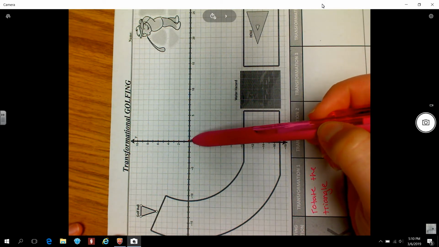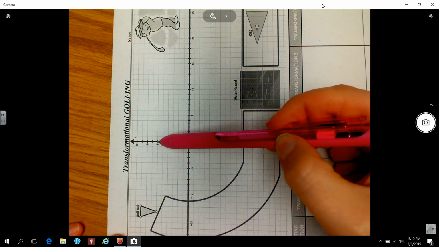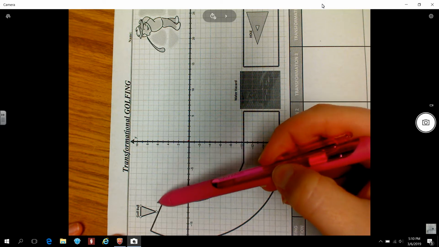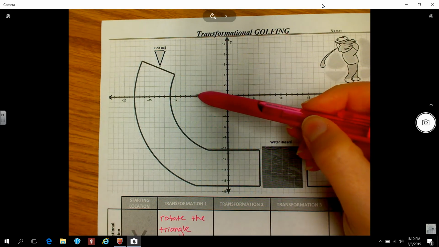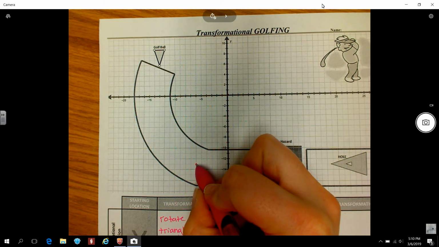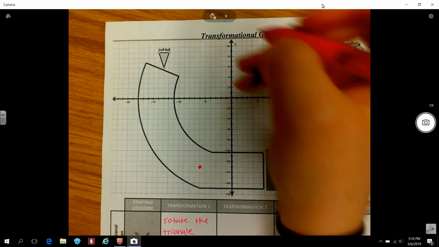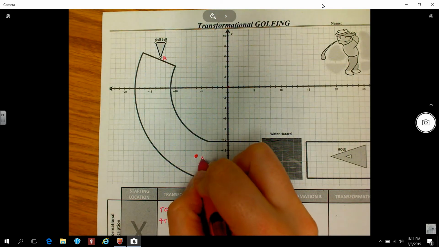So if you start here in the negative X direction, it goes 1, 2, 3, 4, 5, 6. So 6 to the left. And then it goes down. That's 13, so down 13. So you're going to flip it over, and you're going to go 6 to the left and down 13. Right there. Yep. So I'll label that one A, and that'll be A prime.